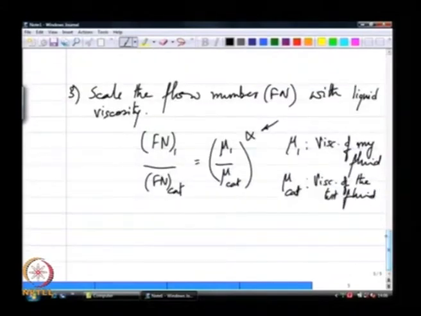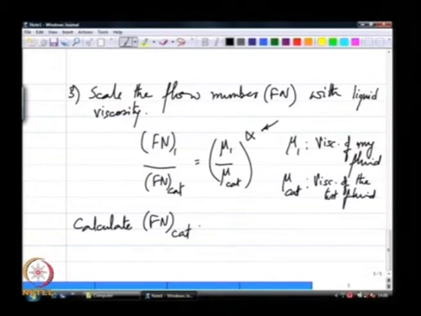So, from here I can get what flow number in the catalog would be equivalent to the one that I want to spray. Now, here is a bit of a surprising fact, but true: for a given nozzle, as mu increases, the flow rate through the same nozzle at the same pressure increases.